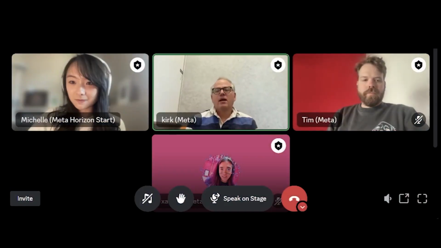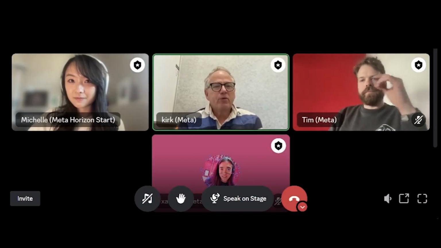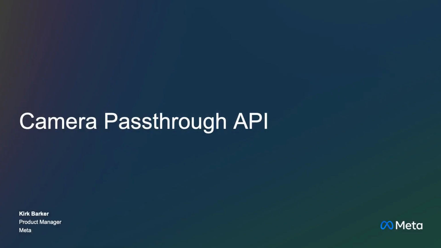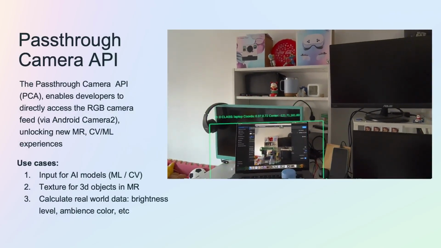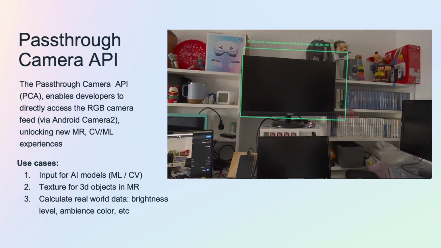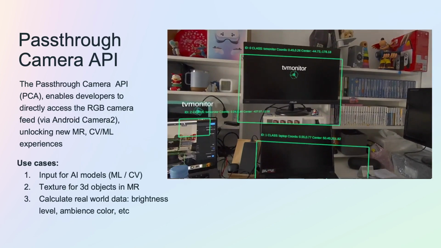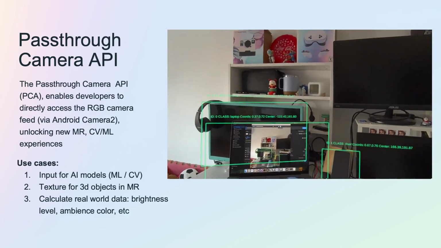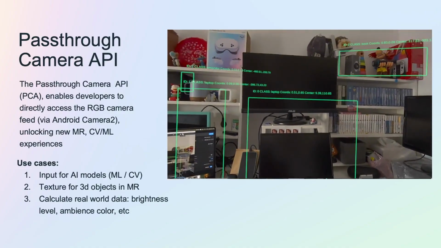Hi, my name is Kirk. I'm a product manager here at Meta, and I'm responsible for a few different SDKs. Amongst those are the Camera Pass-Through API, which we're really excited to talk to you guys about today. What you're seeing there in the video is one of the samples that we provide. This particular sample is using the pass-through cameras, which are the forward-facing RGB cameras, to do object identification. And we'll talk more about that as we go forward.